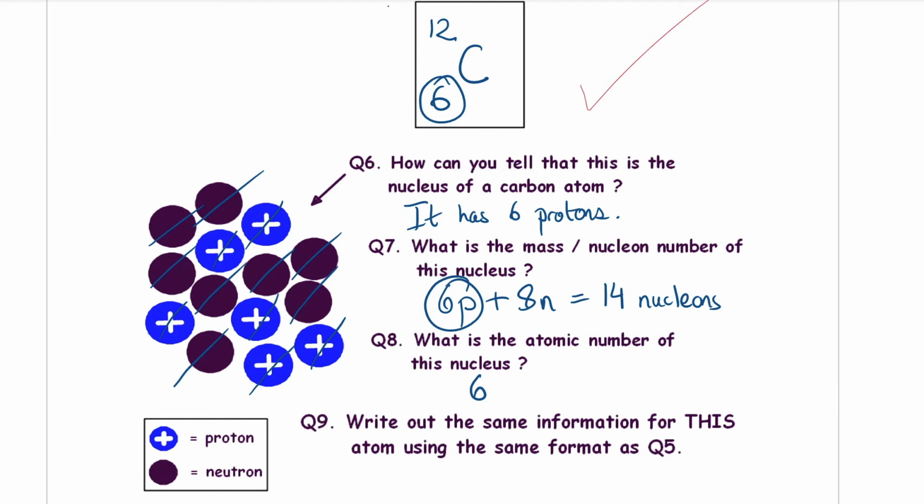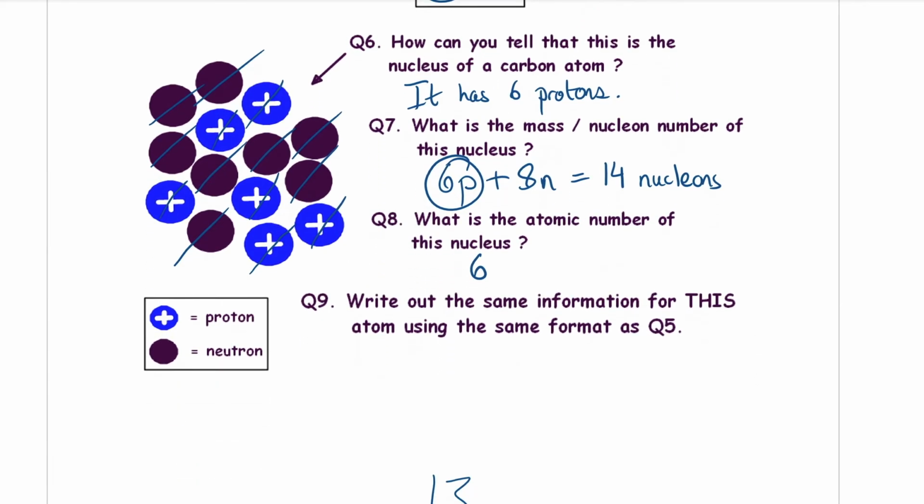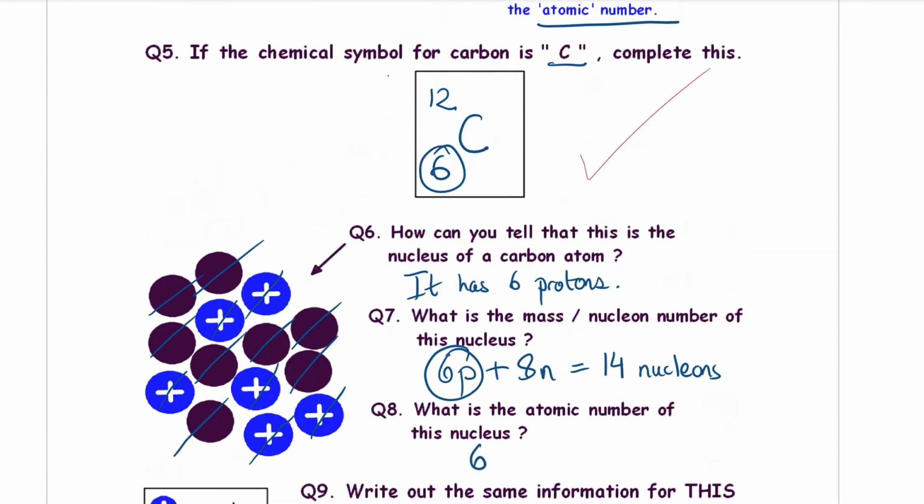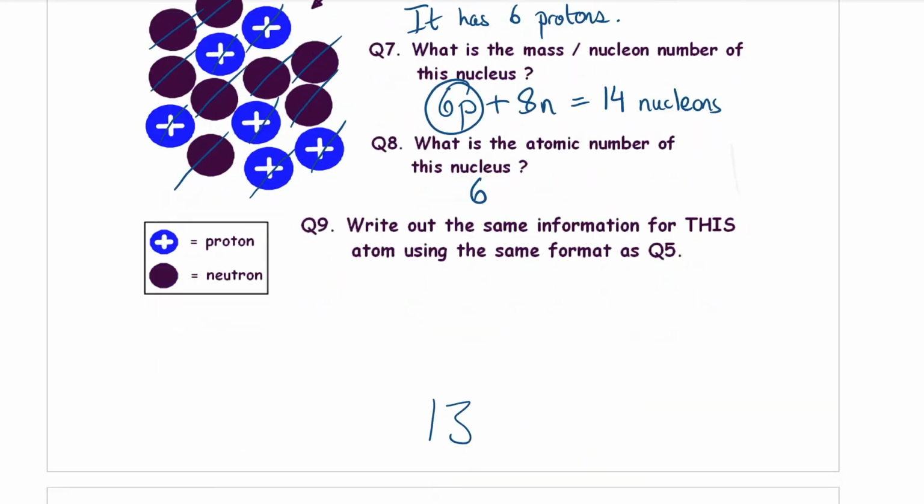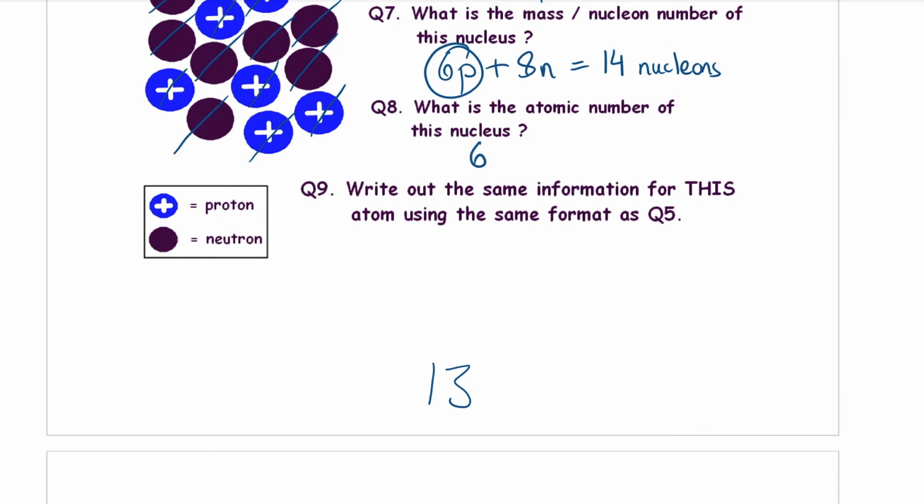Write out the same information for this atom using the same format as in question 5. That's this here. Same format. Here we go. Let's do a nice little rectangle to put it in first. There we go.